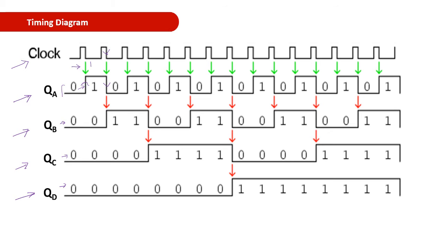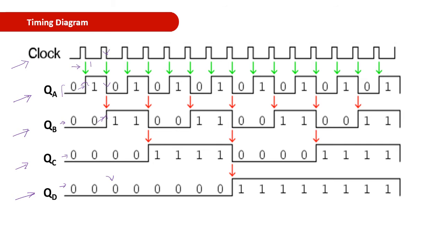Now here it is the negative edge, a 1 to 0 change, so your QB will be changing from 0 to 1. This acts as the clock pulse for QC, but it is a positive edge, so there is no triggering, so it will remain as 0. And similarly QD also remains as 0.